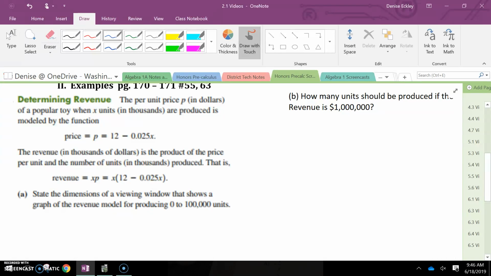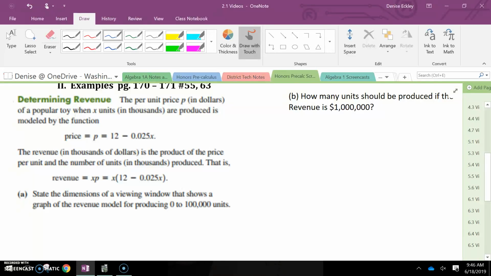Page 170, number 55, determining revenue. The per unit price P in dollars of a popular toy when X units in thousands are produced is modeled by the function: the price is equal to 12 minus 0.025x.